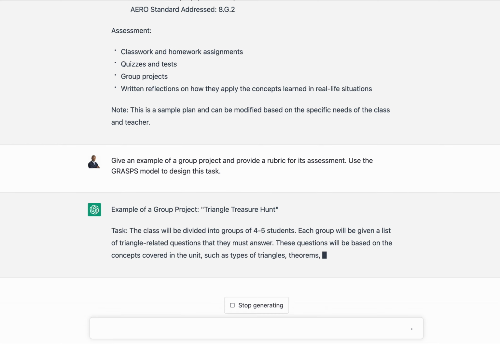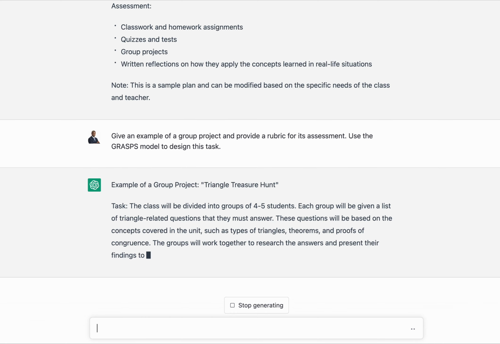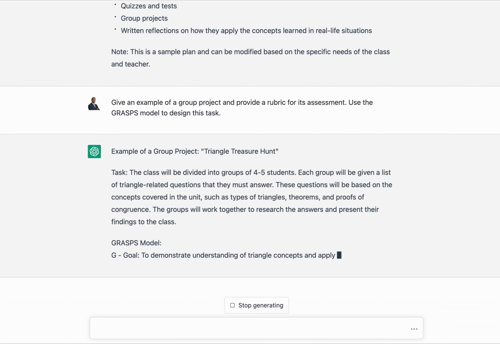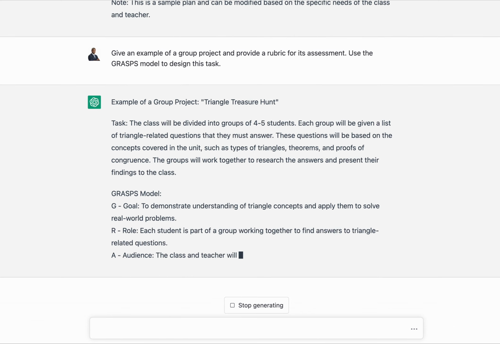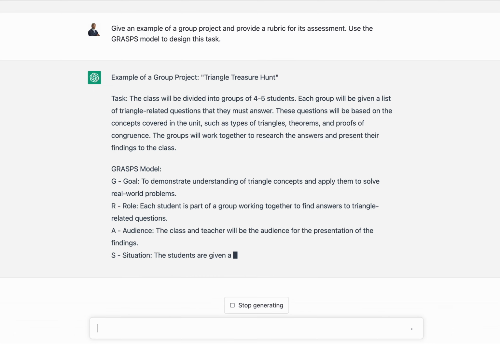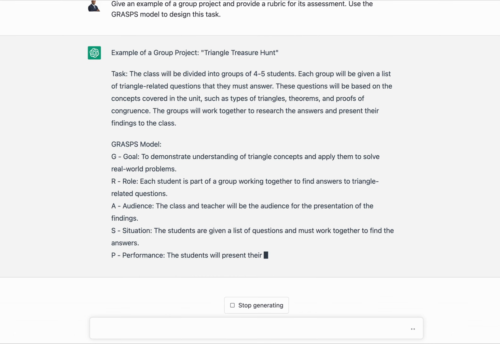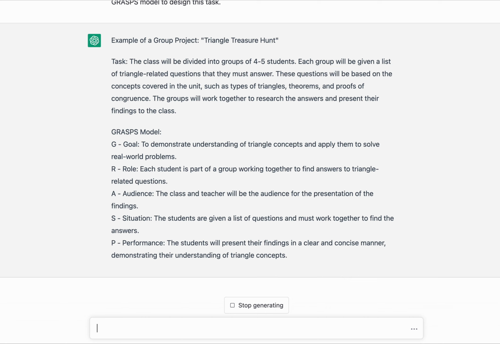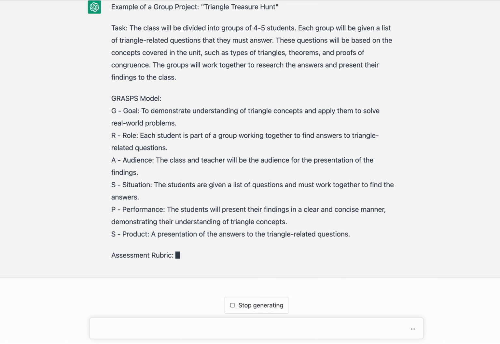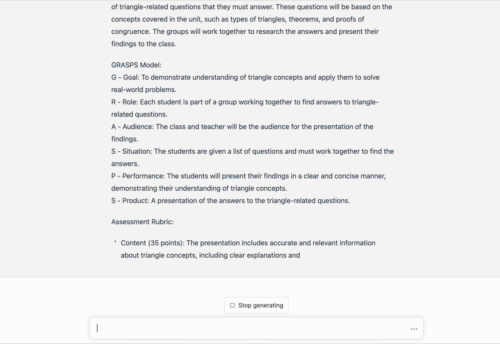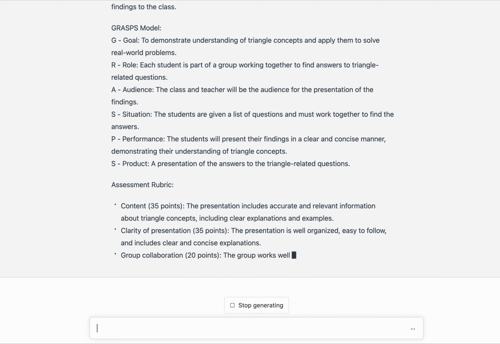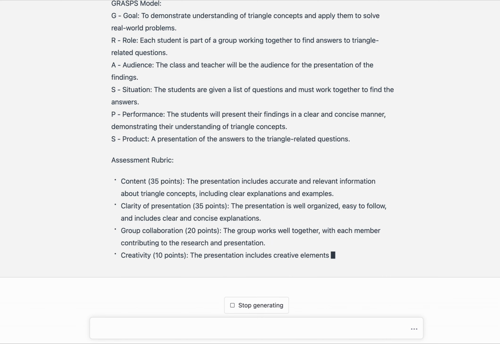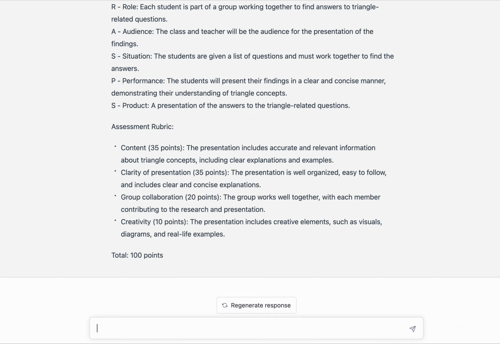So I've asked it to provide a rubric for its assessment. I've asked it to use a GRASP model. Okay. So I don't like when tasks are created where the class and the teacher will be the audience for the presentation. So it does know what the GRASP framework looks like, but it doesn't develop it as a real world task. So I'm going to challenge it to make this a better task.